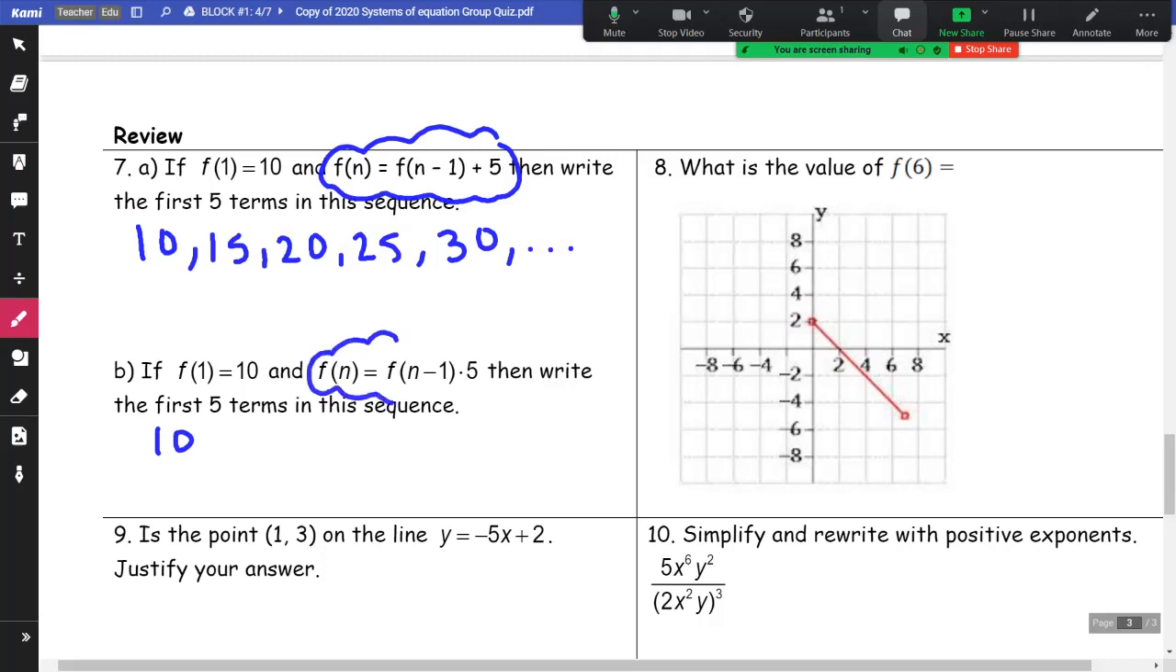If f of 1 equals 10, I'm going to start with 10 again, and this time f of n equals f of n minus 1 times 5. Now I'm timesing by 5. So I'm going to have 10, 50, 250. Okay, let's see, times that by 5, I get 1250. I times that by 5, I get 6,250.